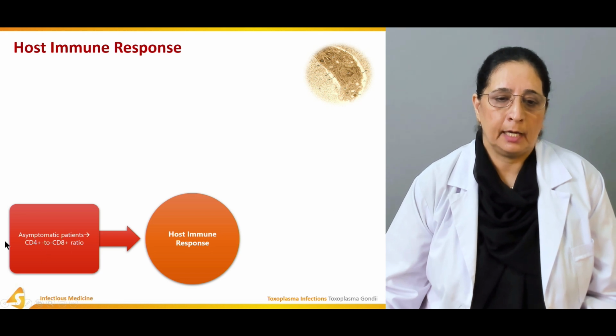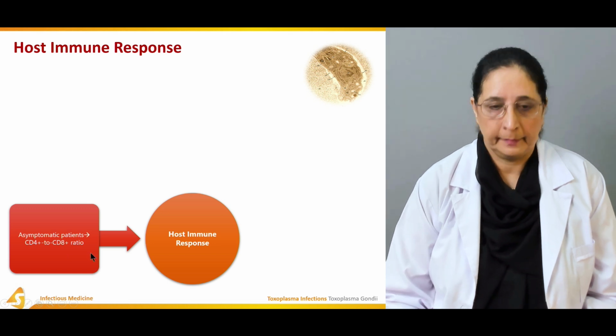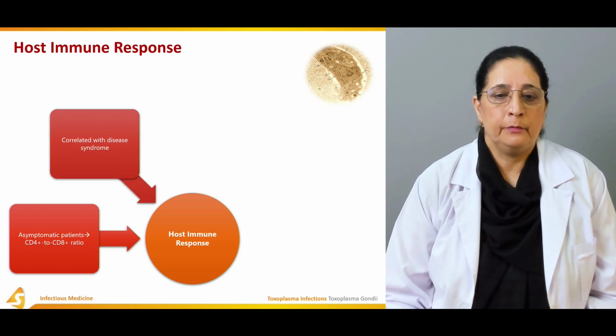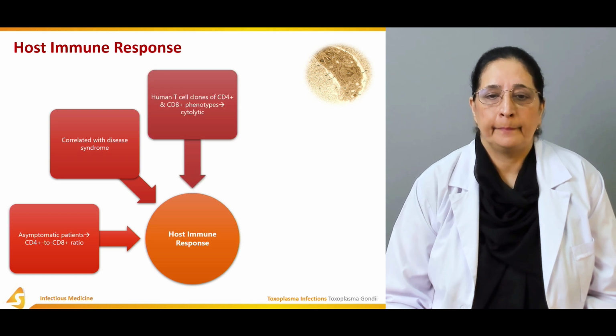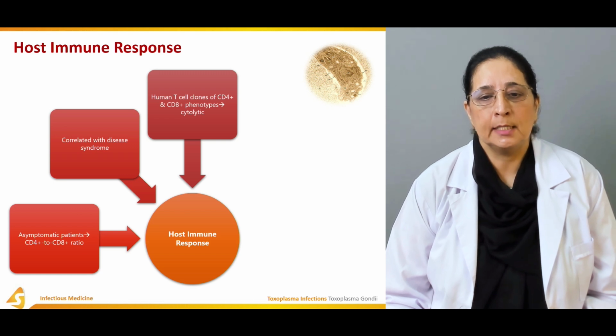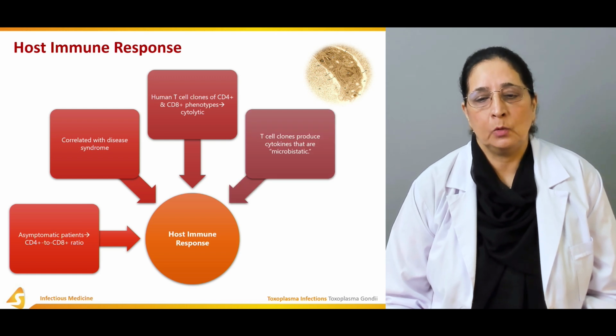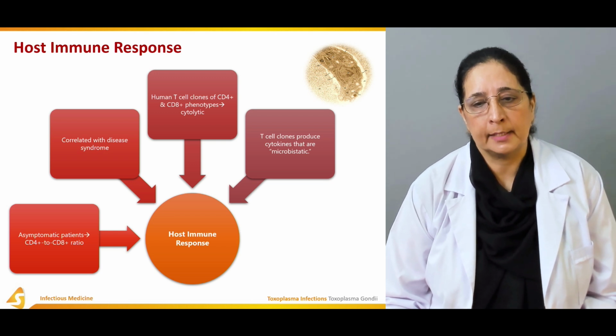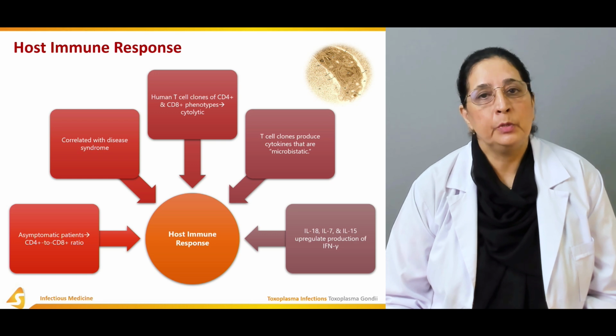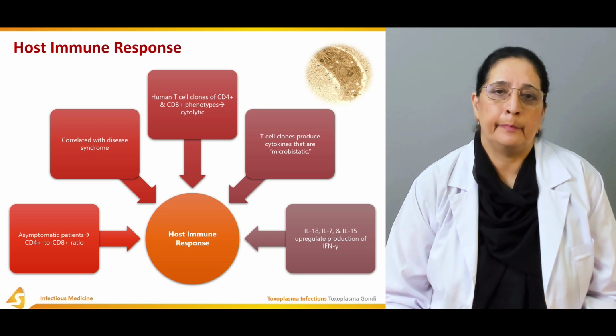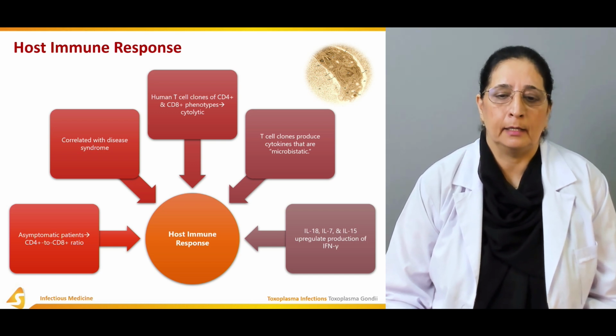In asymptomatic patients, the CD4 to CD8 ratio correlates with disease syndrome. Human T cell clones of CD4 and CD8 phenotypes are cytolytic. T cell clones produce cytokines that are microbiostatic. Interleukins 18, 7, and 15 upregulate the production of IFN gamma.